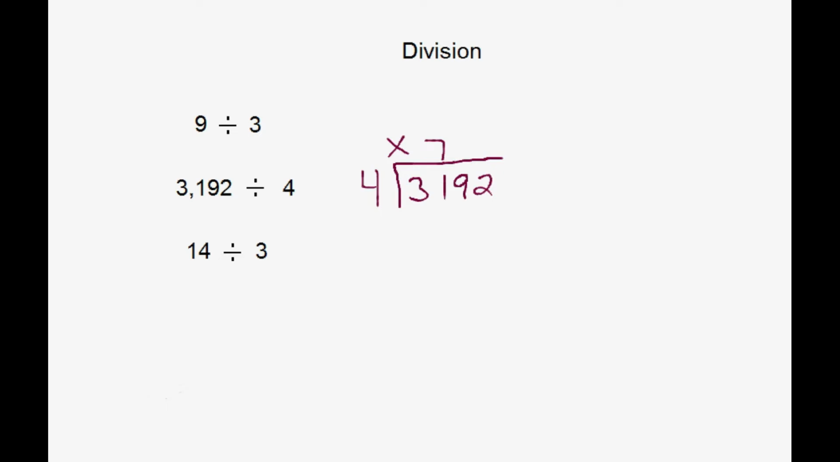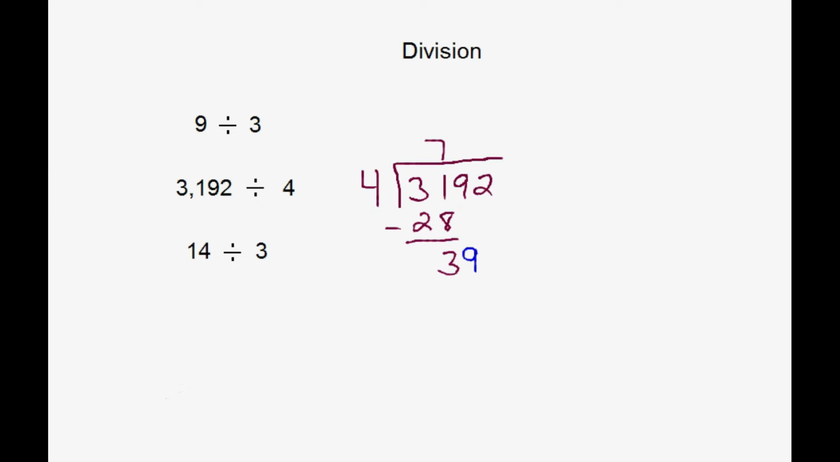4 times 7 is 28. And this is where we will write 28. And next we're going to subtract. 31 minus 28 is 3. And now we can bring down our next digit, which is 9. Okay? Because all digits must be used. So we're going to bring down the 9 and then divide again.